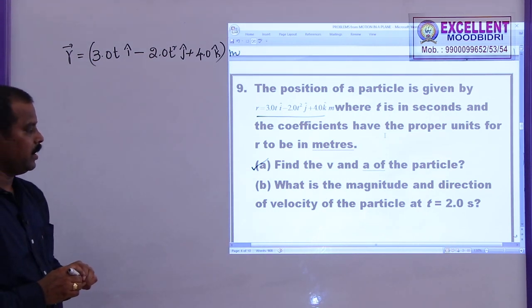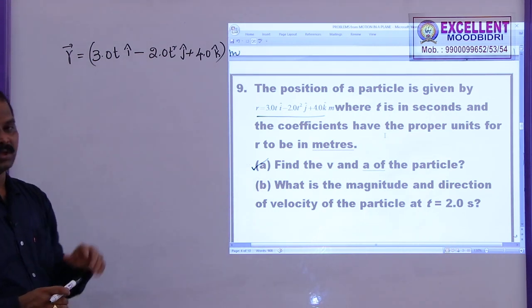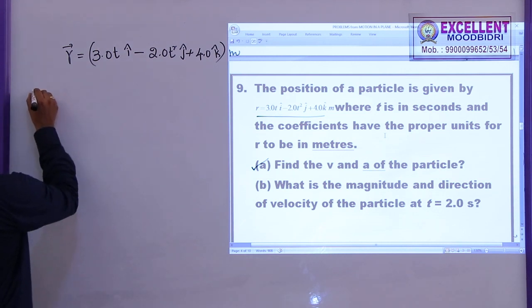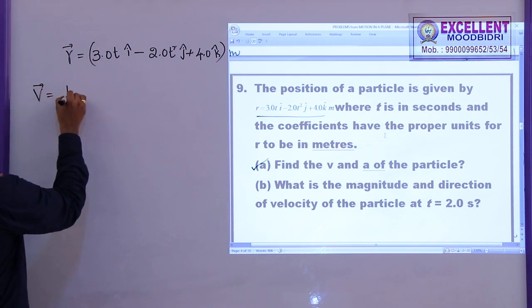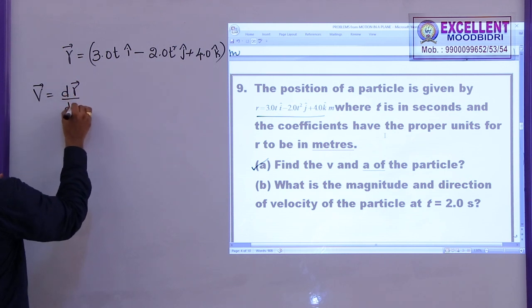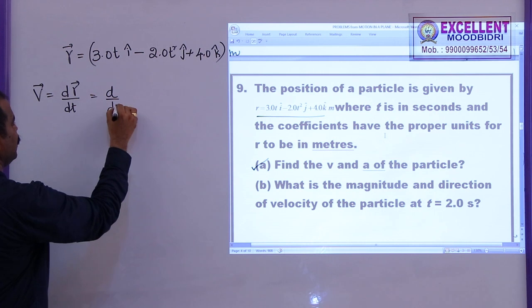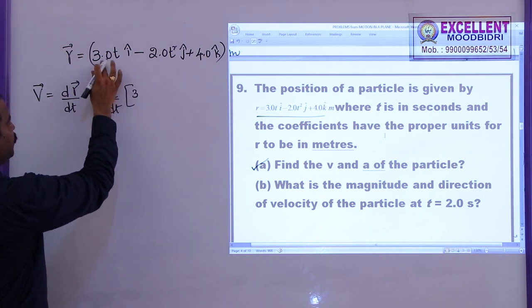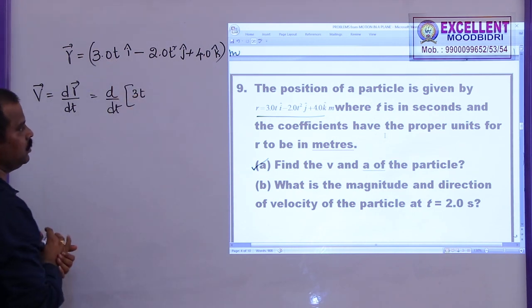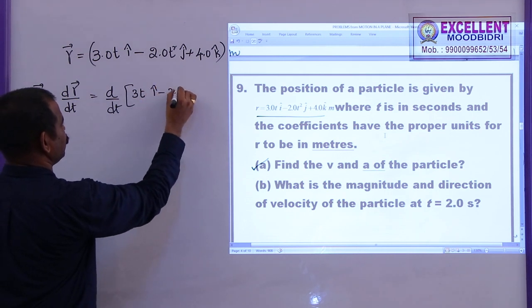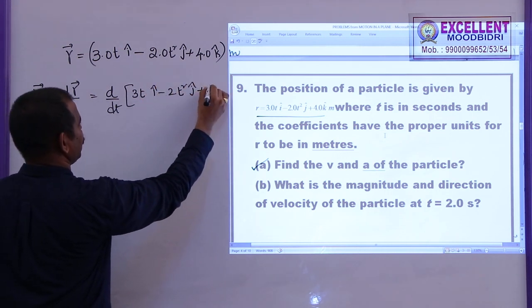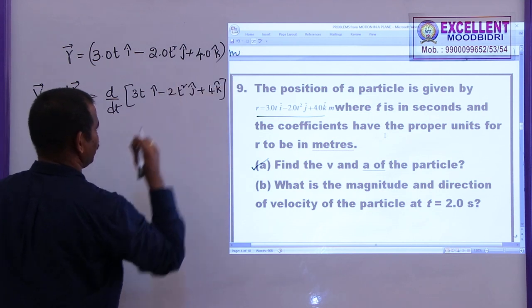What is the magnitude and direction of velocity of the particle at t equal to 2 seconds? First, how to find velocity? The velocity vector is found by differentiating the position vector with respect to time. So I am going to differentiate d by dt of 3t i cap minus 2t square j cap plus 4k cap.